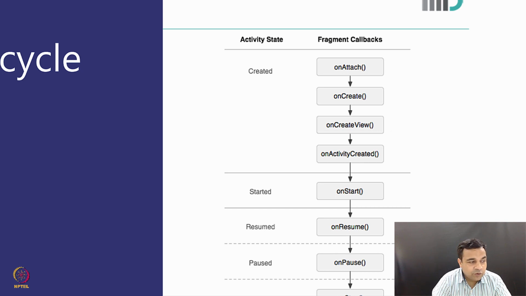When the activity state moves to started, the onStart callback happens. When the activity state moves to resumed, the onResume callback happens. And as you know from your knowledge of activity, the activity stays for a longer duration only in the resumed state and not in the created and the started state. So this is the major state in which an activity is, and the fragment callback is onResume.